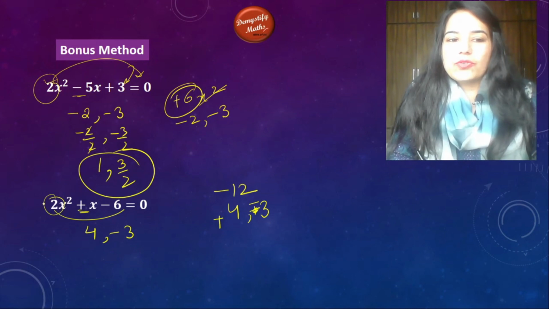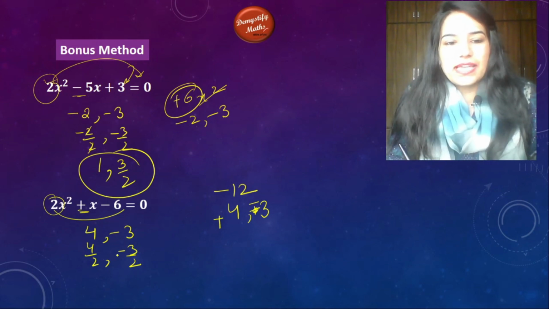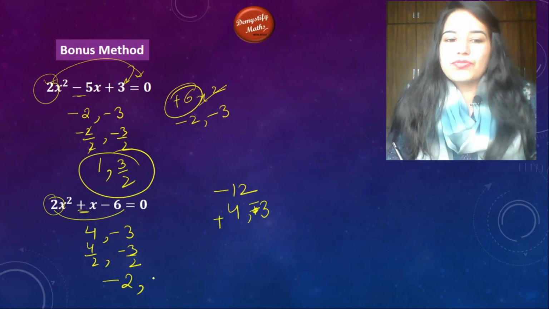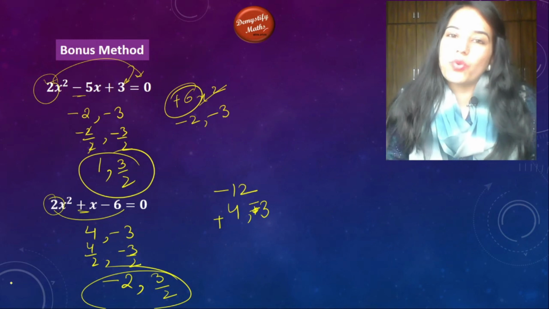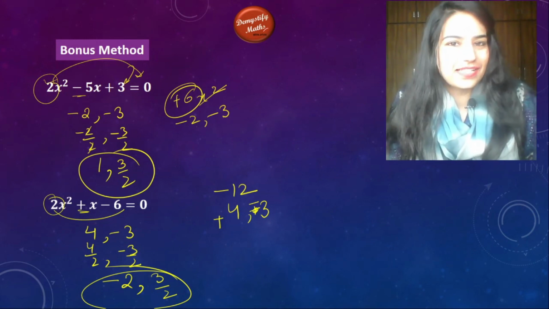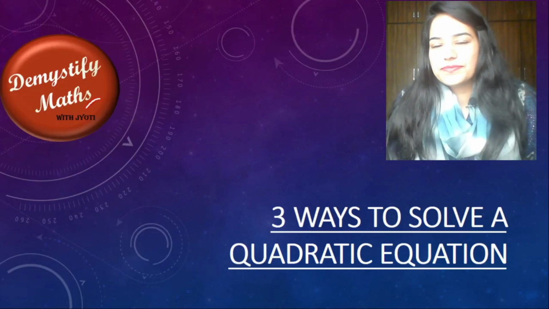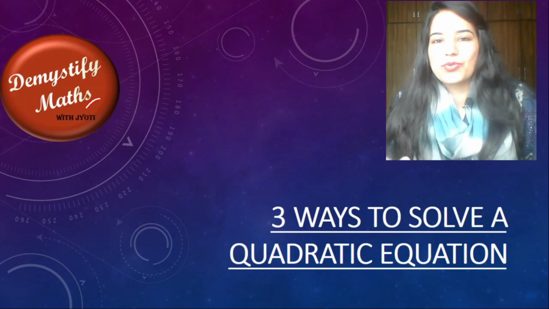Now divide by the coefficient of x². So 4/2, −3/2. Last step, change the signs. So I was getting plus 2 here, it will become minus 2. So getting −3/2 here, it will become +3/2. Isn't that quick? Just divide by the coefficient of x² and then change the signs. So those were the three ways to solve a quadratic equation and a bonus method.